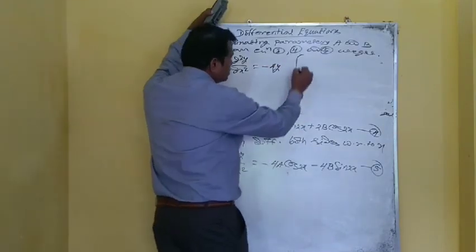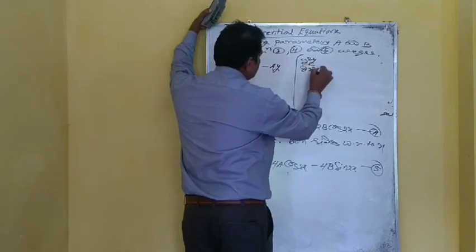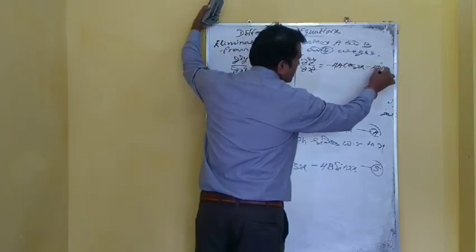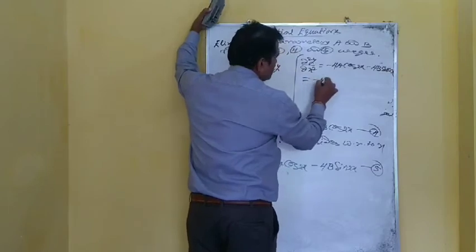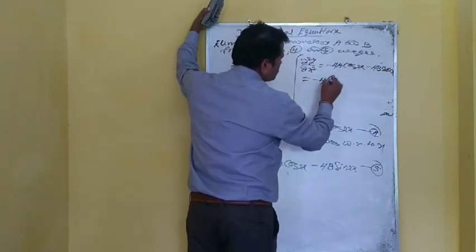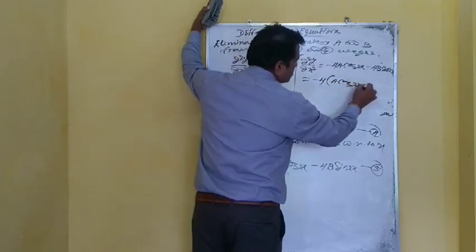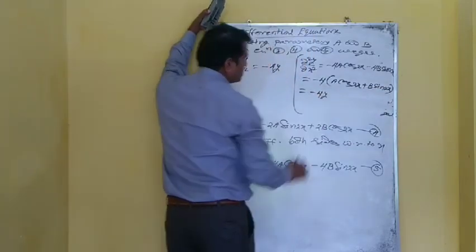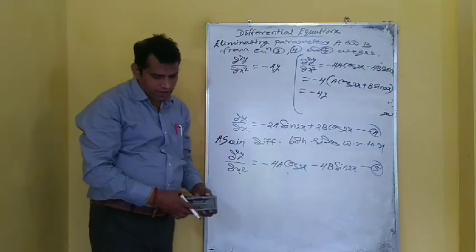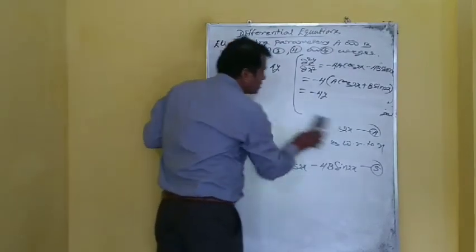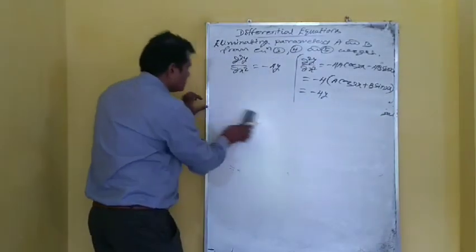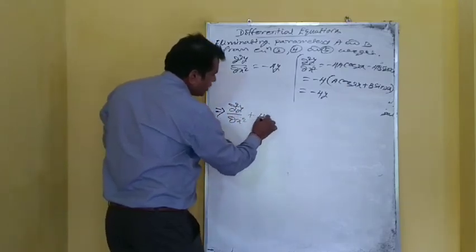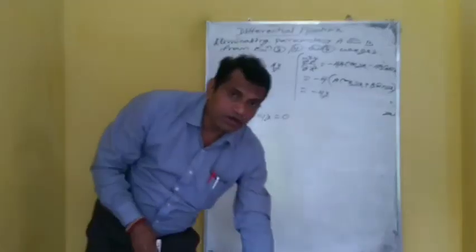You know d square y by dx square is equal to minus 4a cos 2x minus 4b sin 2x. Now we take common minus 4 from both terms, that is minus 4 whole into a cos 2x plus b sin 2x, that is y, minus 4y. So we write d square y by dx square is equal to minus 4y. That implies d square y by dx square plus 4y is equal to 0. So that is the differential equation.